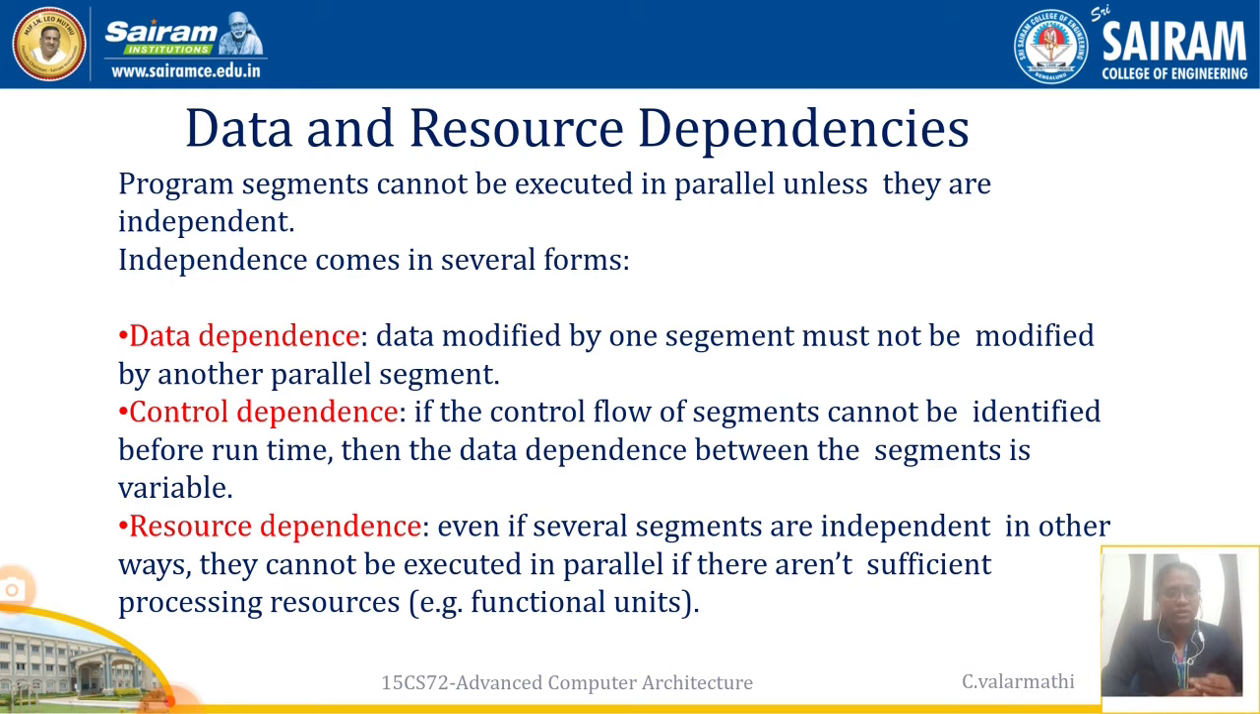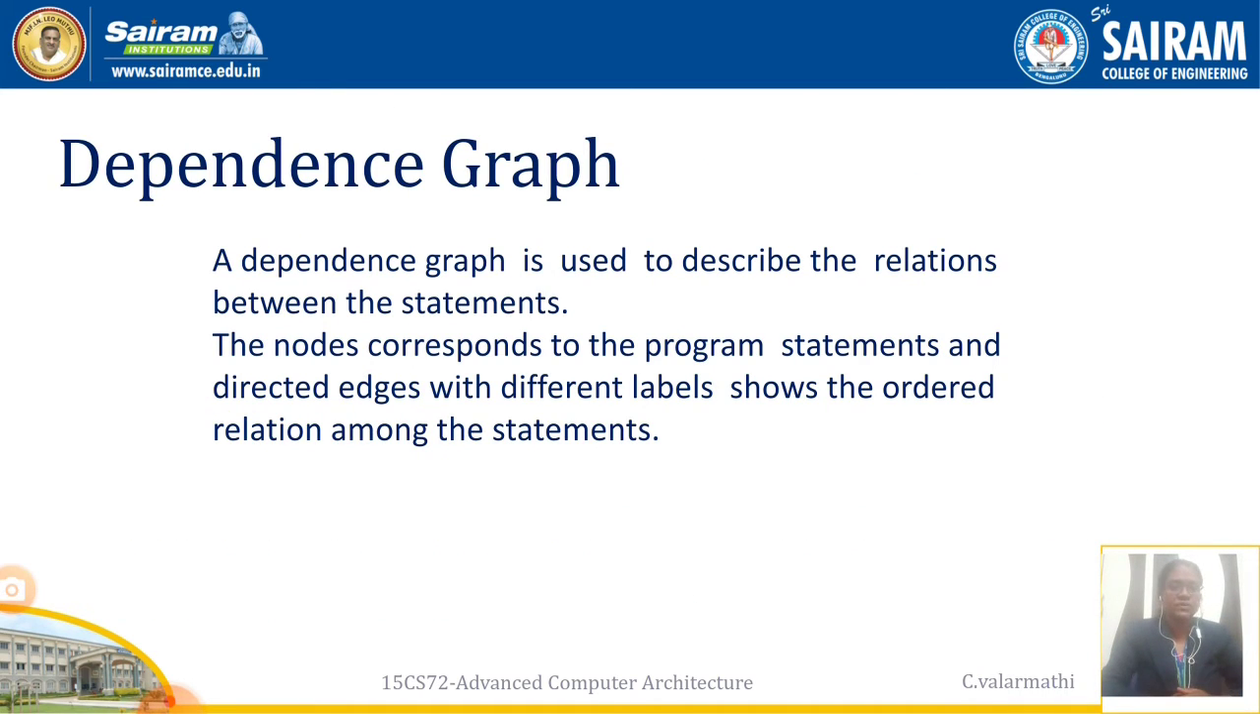Then third one is resource dependency. Even if the several segments are dependent in other ways, they cannot be executed in parallel if there are insufficient processing resources, say for example, functional units. So likewise, we have three different forms of dependencies. Let us see one by one in this video.